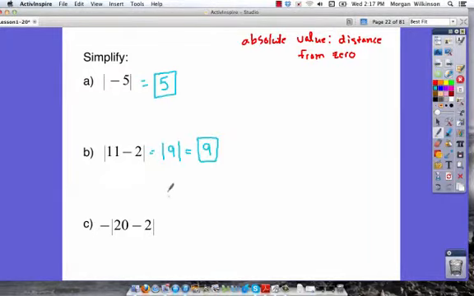Then let's look at our third question. Notice there's a negative sign on the outside of our absolute value bars, so we have to do that last, because we do everything within the absolute value bars first. So we've got 20 minus 2, which is 18. So we need negative the absolute value of 18. The absolute value of 18 is 18, but the negative is next. So our answer has to be -18, because the negative sign was on the outside of our absolute value bars.